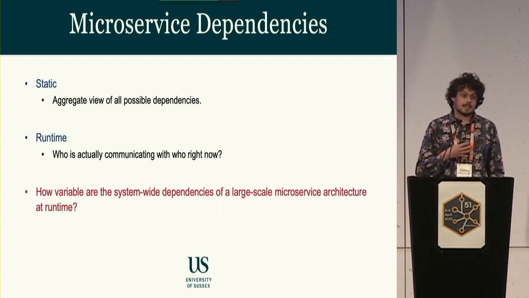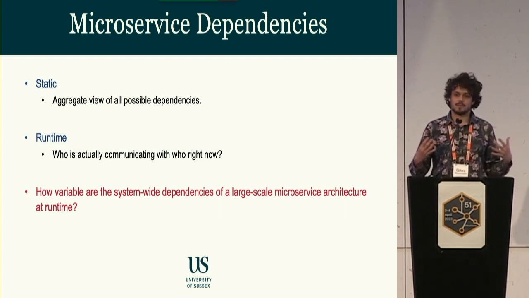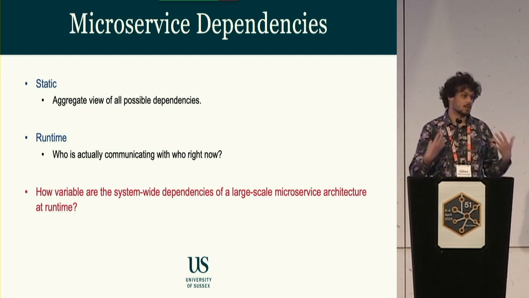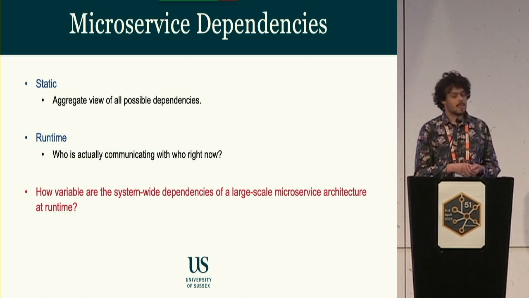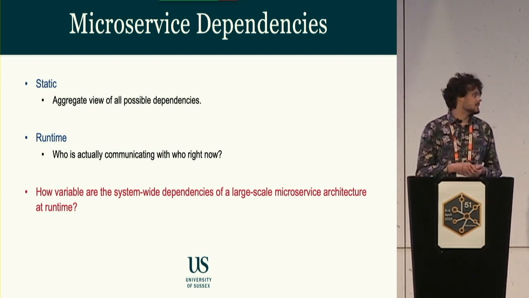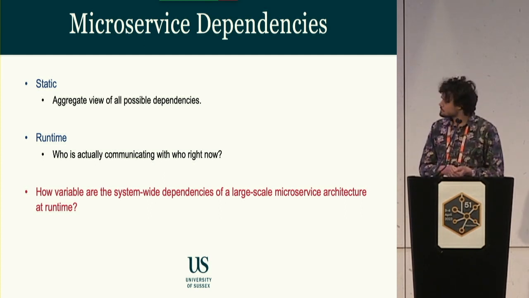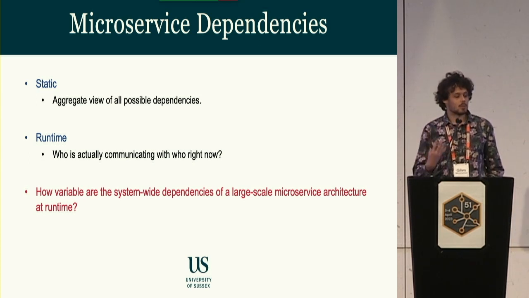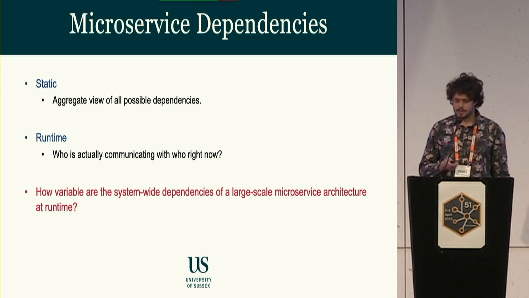The other one is the runtime dependencies, or more specifically, the actual calls and communication between your microservices in production, at runtime for your system. And obviously, when we're talking about the temporal behavior of our system, we're a lot more interested in these runtime dependencies. So this led us to a research question: how variable are the system-wide dependencies of a large-scale microservice architecture at runtime?